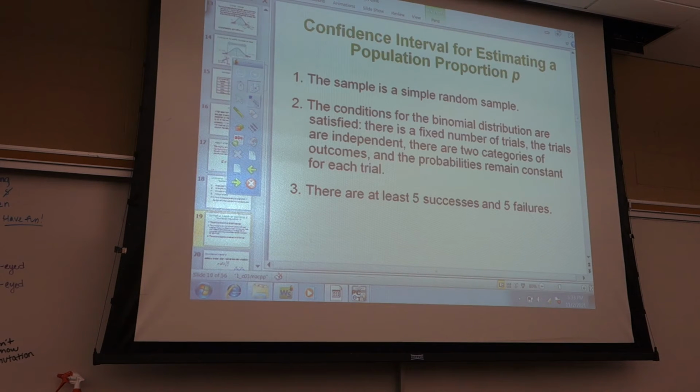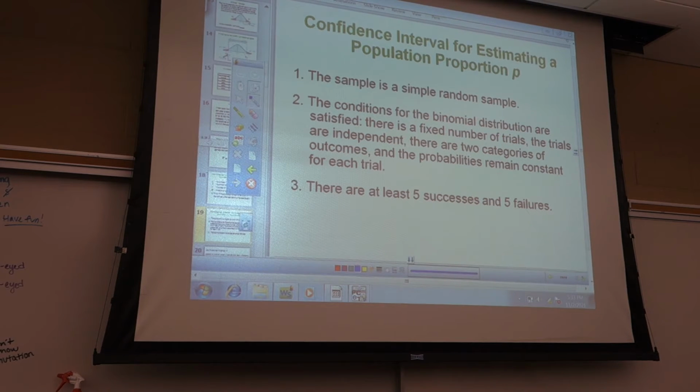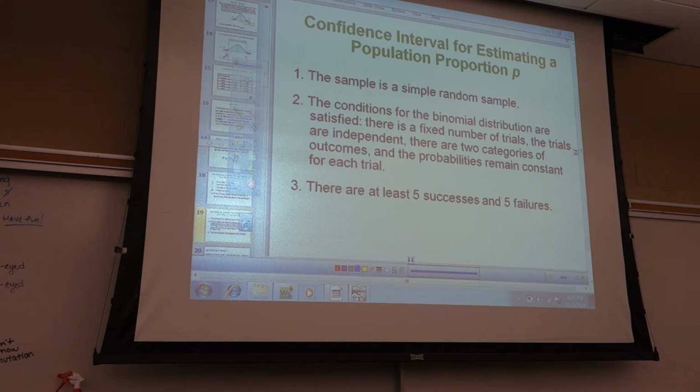All right. Couple requirements. 1, the sample has to be a simple random sample. 2, you have to fulfill all the conditions for a binomial. And 3, you have to have at least 5 successes and 5 failures. So that's a little addition in there. You can't have a really lopsided distribution.